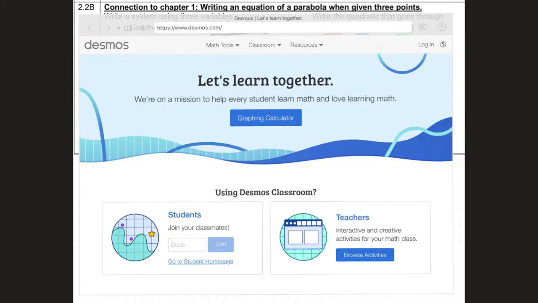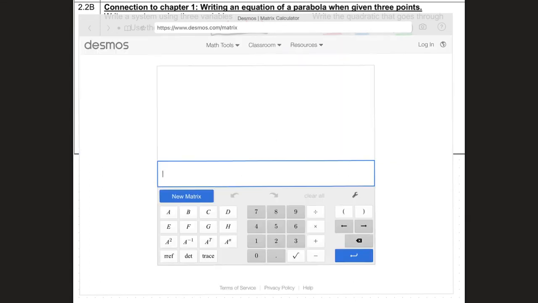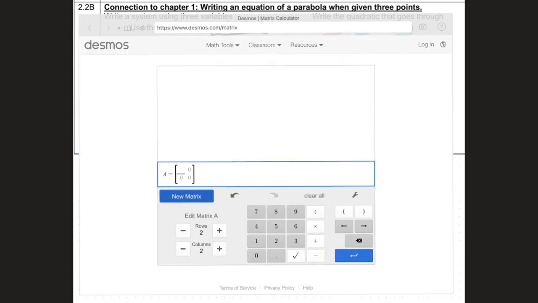So I'm going to open a web browser. I'm going to type in desmos.com. Use this on your Chromebook. So before you click on anything, go up to where it says Math Tools. Drop down menu, you have all these math tools. We're going to use Matrix Calculator, and I'm going to show you how to input the matrix. So we're going to use a new matrix. It's not a 2 by 2. We have 3 rows and 3 columns for matrix A.